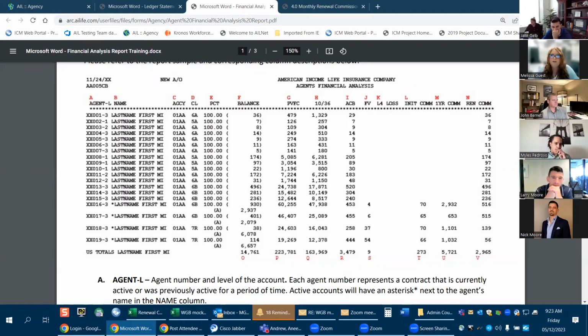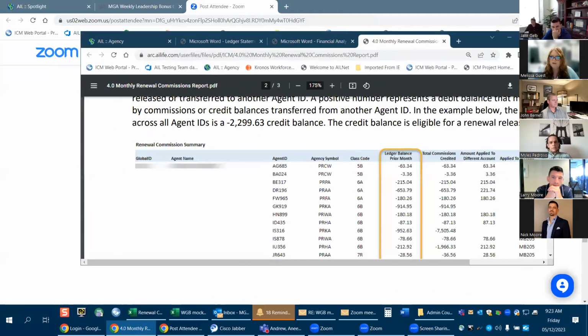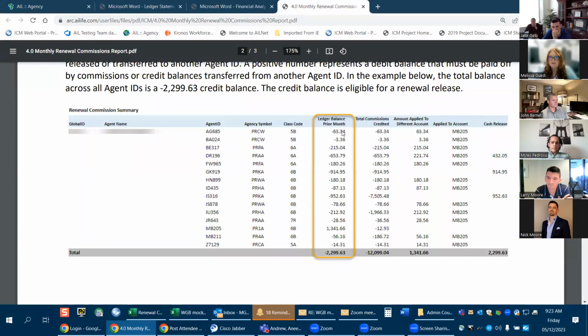For accounts that are closed and have no further first year commission activity, it's really common, even on the renewal commission report, for you to see some of this activity. So the total commissions credited equals the total credit balance as of the end of the month. For some of these newer accounts that still have first year activity, they're going to have a really large amount of commissions crediting, because that includes their first year commissions at the first year rate. But we're not crediting all of those to the ledger balance.